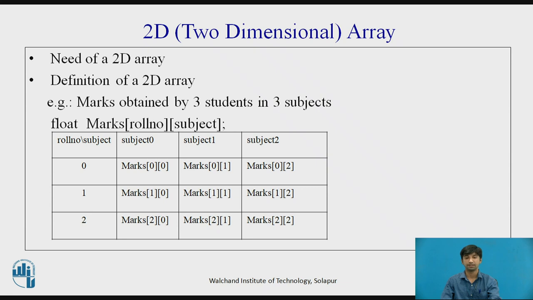Definition of a 2D array. Two-dimensional arrays are nothing but the arrays which are indexed by two subscripts, one for the row and the other for the column. Examples may be a periodic table, or a lab book of multiple readings, or marks obtained by three students in three subjects. So if it is taken as an example, like float marks[roll number][subject], in which there are different roll numbers of the students, and the subject is different: subject 0, subject 1, subject 2. So there are different marks obtained by different students in different subjects. So this may be an example for it.